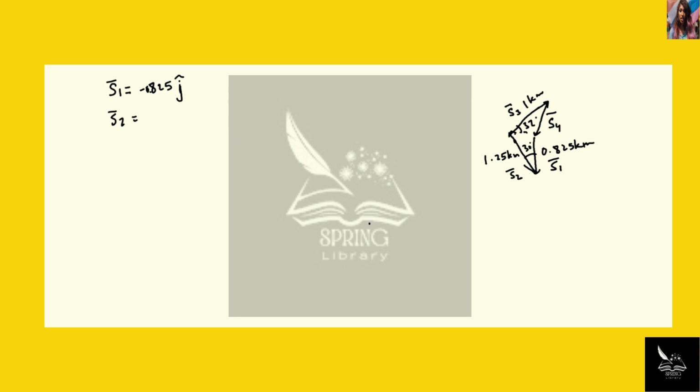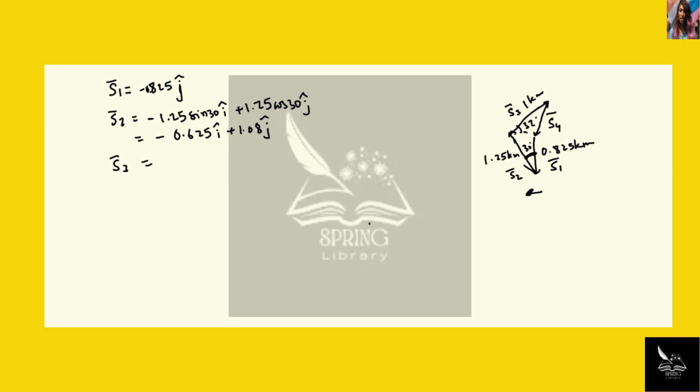Whereas S2 bar would be, because this angle is 30 degrees from the y-axis, we can write it as 1.25 sine 30 i hat. But because the x component is in the negative x direction, we put a minus here, plus 1.25 cos 30 j hat, which turns out to be minus 0.625 i hat plus 1.08 j hat.